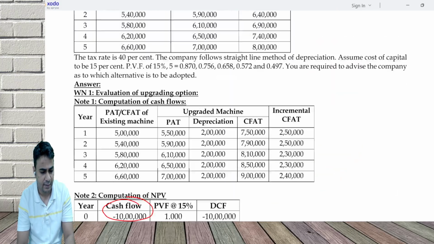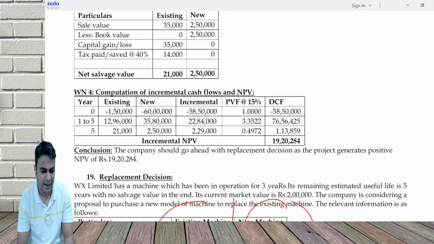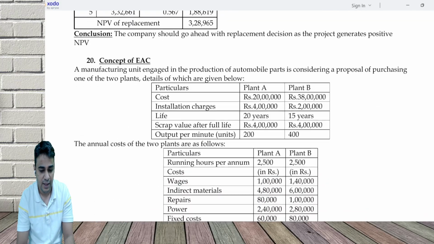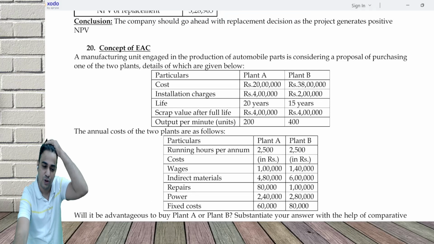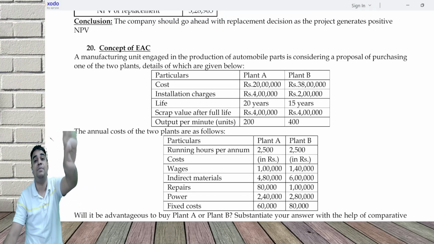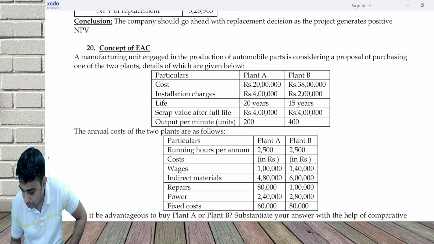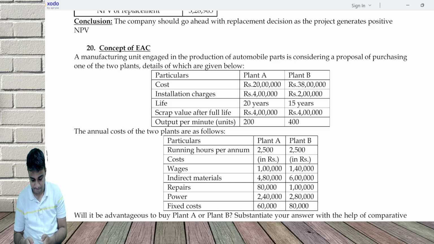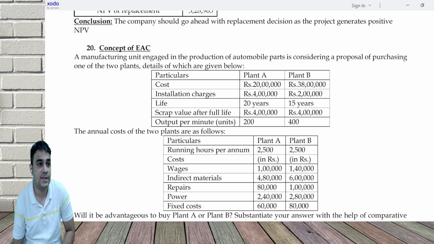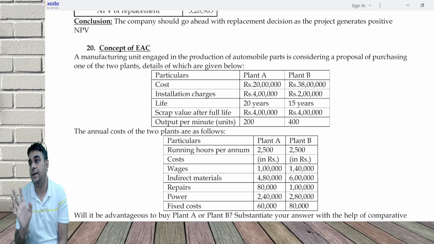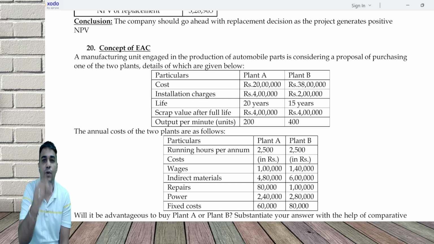Category 2. Okay, it's not a category 1 question. It is not even a replacement question, but go through question 20. This is an EAB EAC question. Go through this. Question 20 is not a replacement problem. I go back to EAB EAC. I did one question on EAC, one more question now.